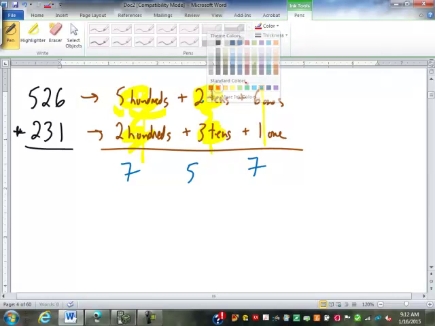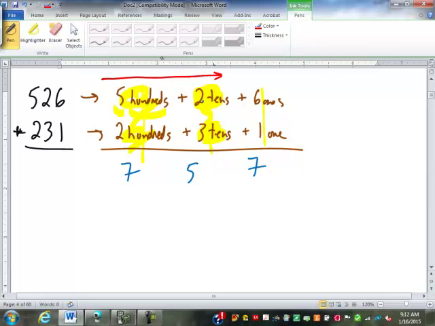Now, some of you might be thinking right now, he did that backwards. He started on the left and went to the right. How have you always been told we needed to do subtraction or addition? Right to left. Why? Well, in case we have to carry. Good. We might have something like this.